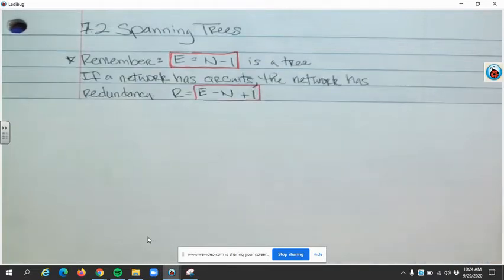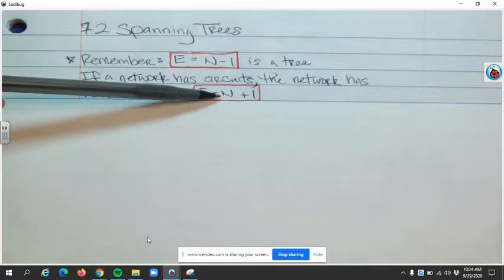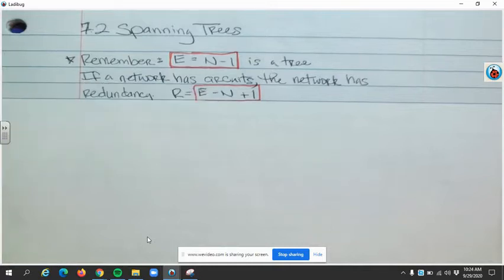So sometimes it's easy to tell, other times it's not. If it is hard to tell, then we can use the redundancy formula, which is this formula here. It's your R value. Your redundancy, R, equals your edges minus your vertices plus 1. So that's a quick and easy way to tell whether or not a network is going to be a tree or not.